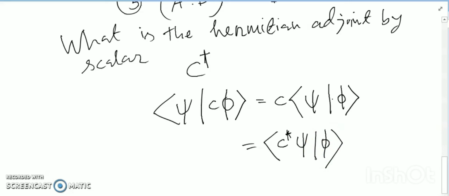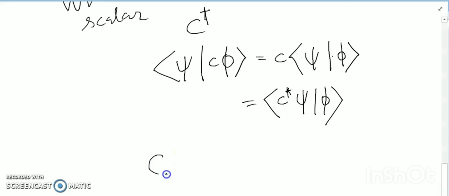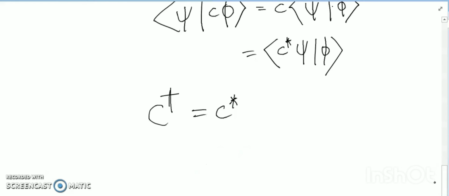Therefore, we have that the Hermitian adjoint of a scalar is just the complex conjugate. That is, c dagger is equal to c star. This is an important fact that you should remember.